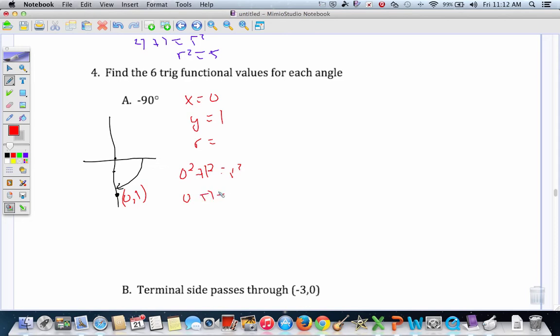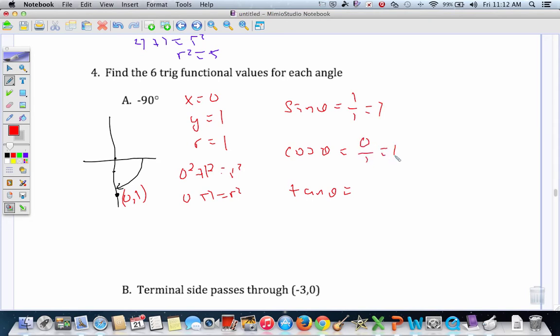Well, I'll write it out. 0 squared plus 1 squared equals r squared. 0 plus 1 equals r squared. So r is also going to equal 1. Okay. Once we have that, we can find sine, cosine, and tangent.